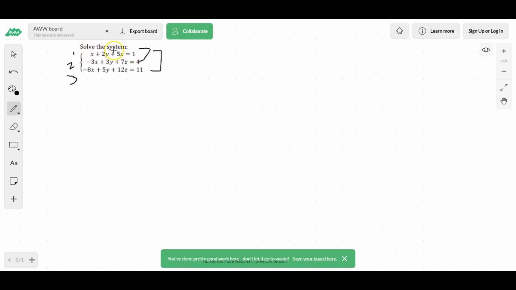So we'll do equation 1. We're going to times it by 3 and add it to equation 2 because that should cancel out the x's there. Then we're also going to take equation 1 and times it by 8 and add it to equation 3, and that should all work out nice.